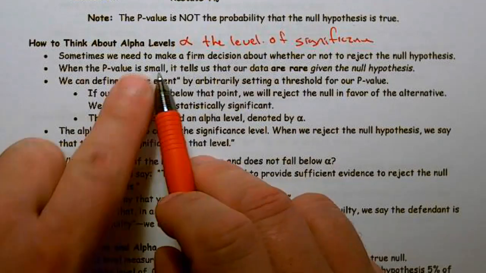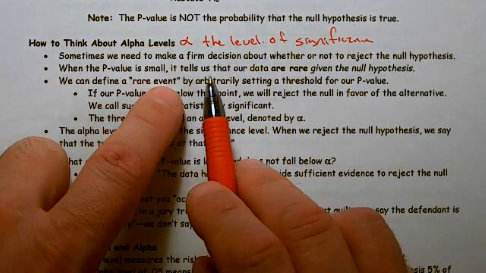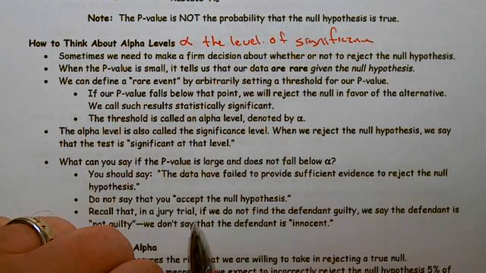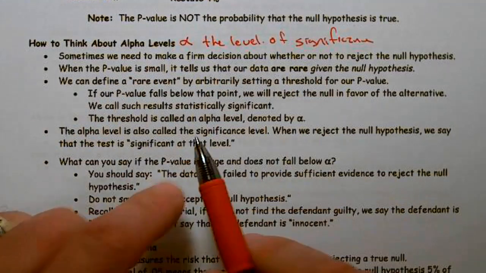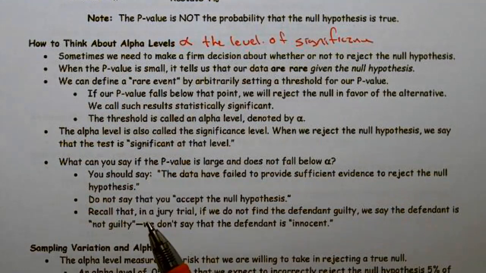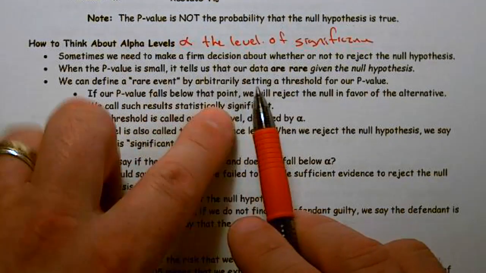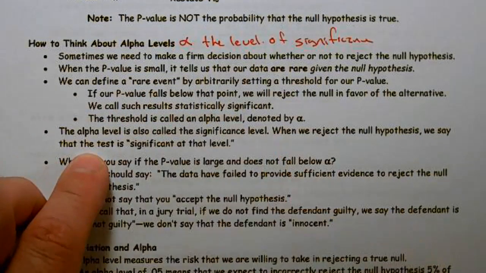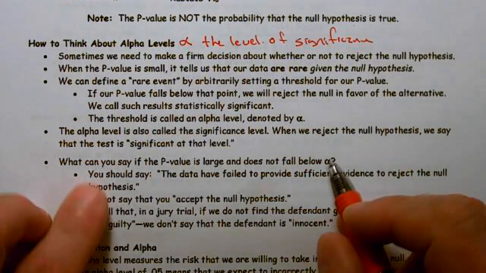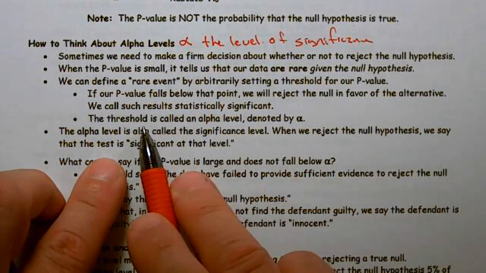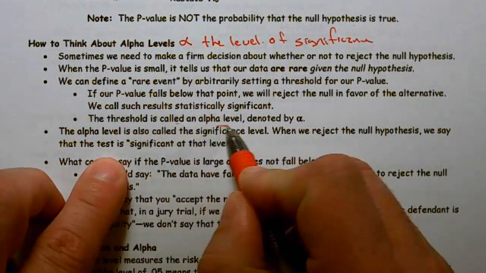So when the p-value is small or super small, it tells us that the data are rare given the null hypothesis. All right? It shouldn't have happened, in other words, if the null were true. And at some point we go, it's so rare we don't believe the null. And we can define a rare event, and we're arbitrarily doing it, setting a threshold. And that threshold that we set is alpha, and we use alpha to compare it to our p-value. And remember, the threshold is called the alpha level, which you need to know, which I think you do.